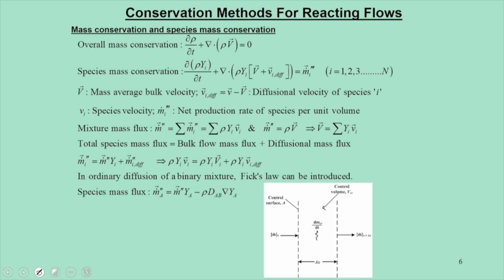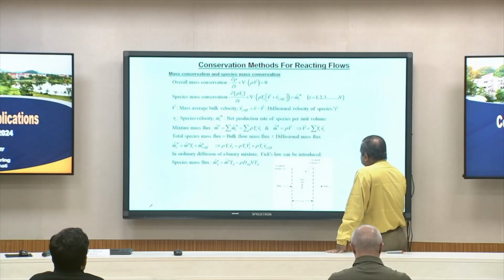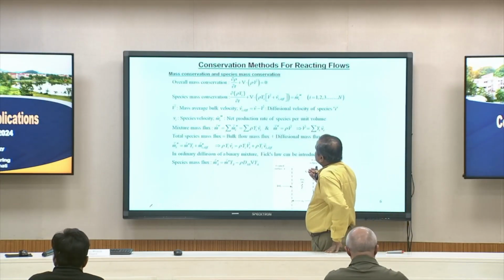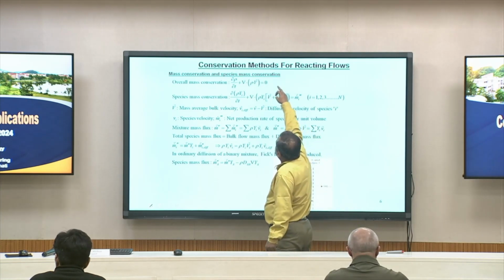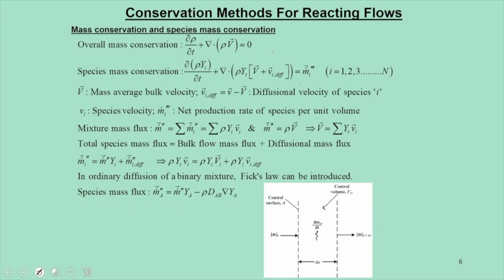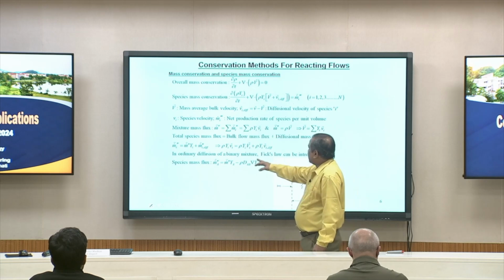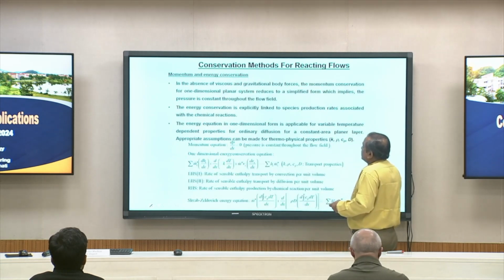This is again a continuation of the same mass and species conservation. Through this we get two main equations, the mass conservation equation and the species conservation equation. To address these species conservation equations, we have to take the help of Fick's law for a binary mixture, if it is a two species binary mixture, and we can frame the species equation for each species, MA and MB.